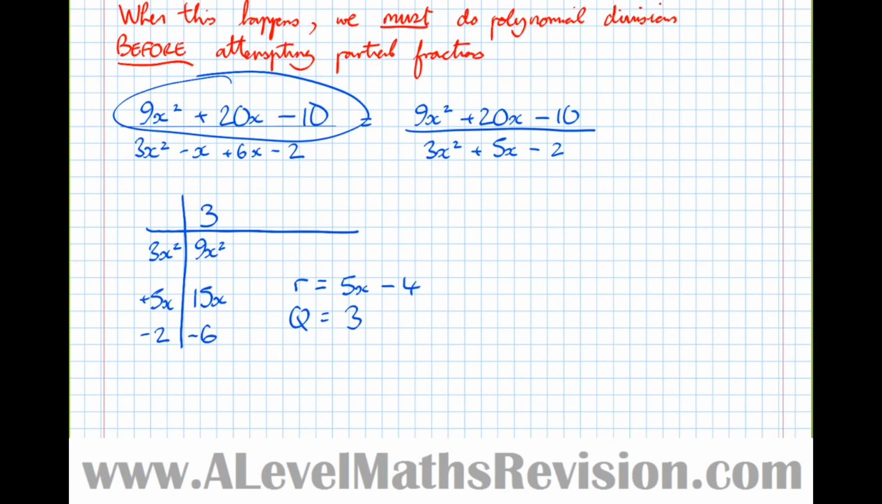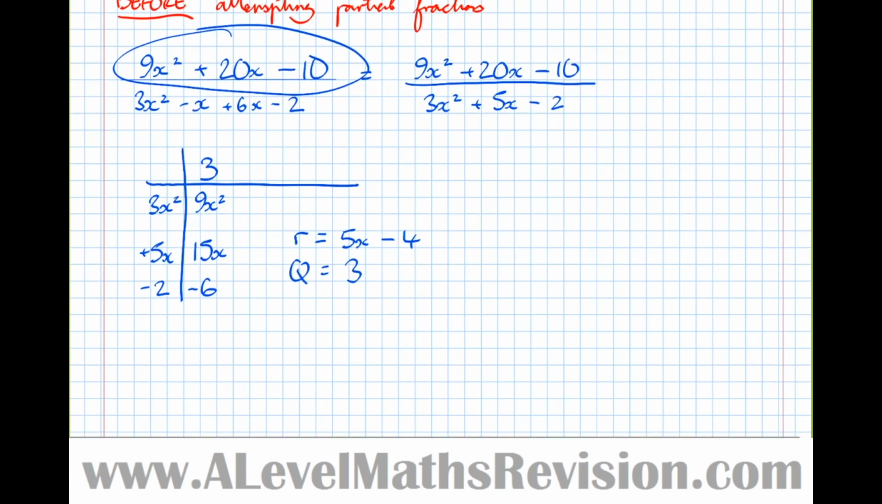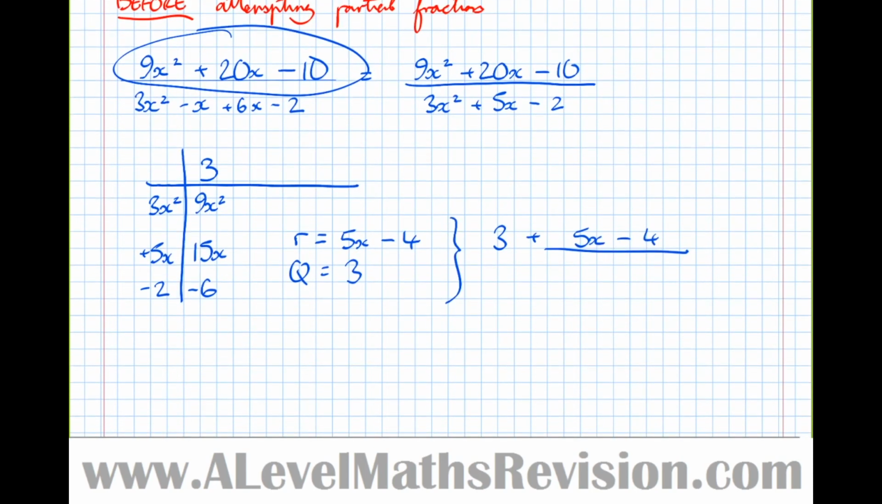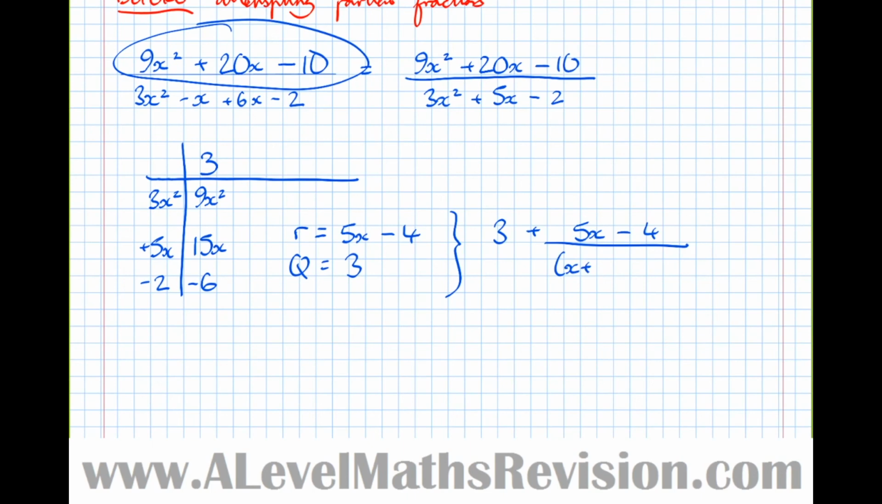So now that becomes our quotient plus the remainder over what we were dividing by, which in this case was x plus 2, 3x minus 1. If we put it back to its factorized form, and now we've got partial fractions to do. And this looks like the easy format that we did before.